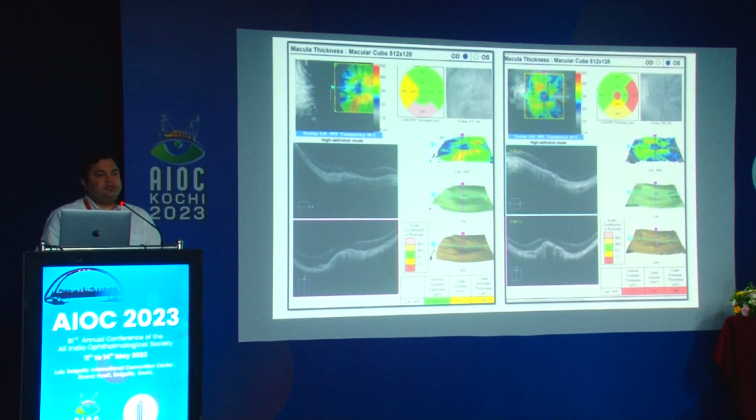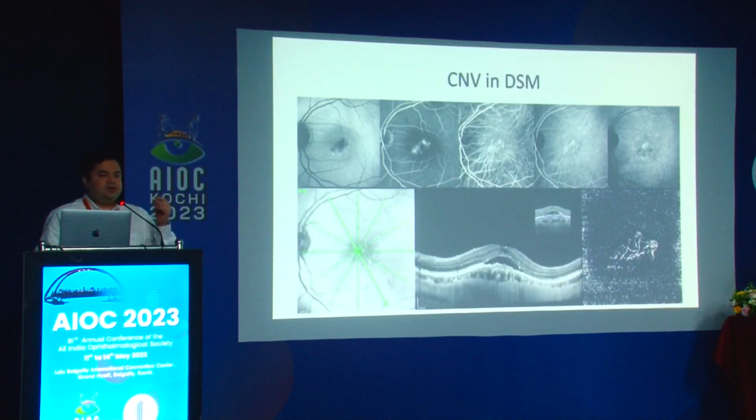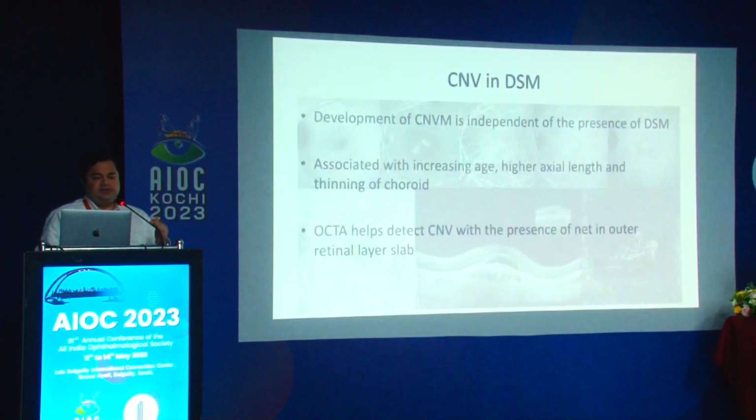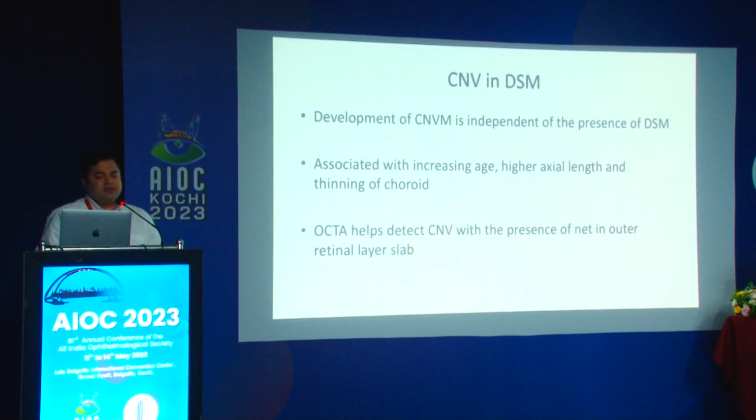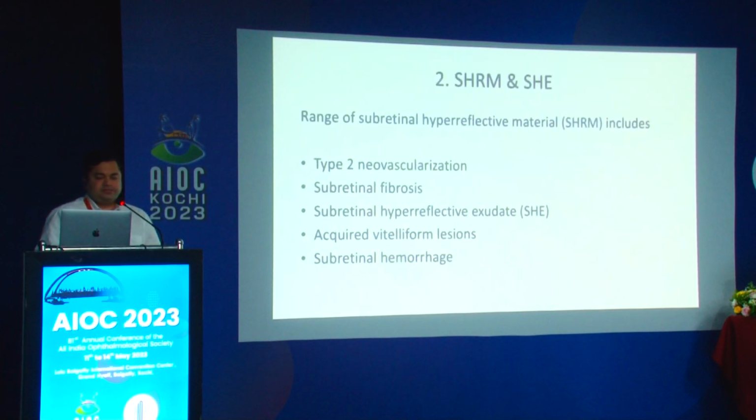DSM or dome shaped maculopathy can be associated with subretinal fluid. It may or may not be related to CNV. One way of identifying this is OCTA. OCTA, especially in the outer retinal slab, will help us identify whether CNV is present, and whether the fluid is because of the CNV. So development of CNV is independent of the presence of DSM. It is associated with increasing age, higher axial length, and thinning of the choroid. And this OCTA here helps detect CNV in the outer retinal slab.